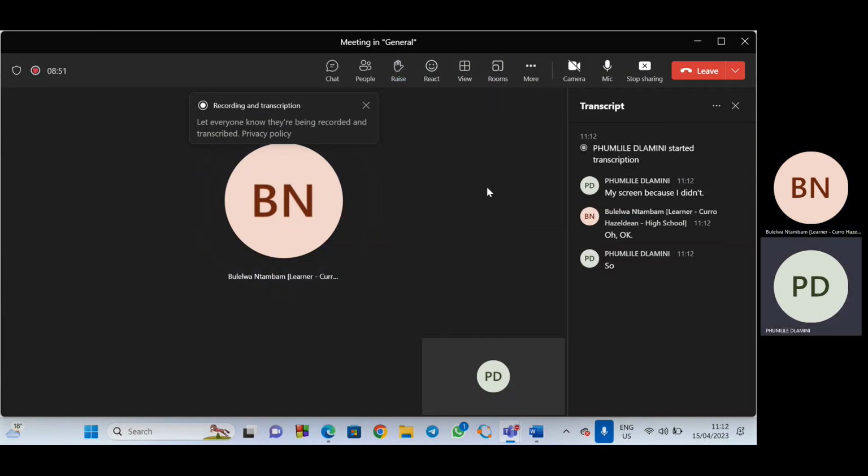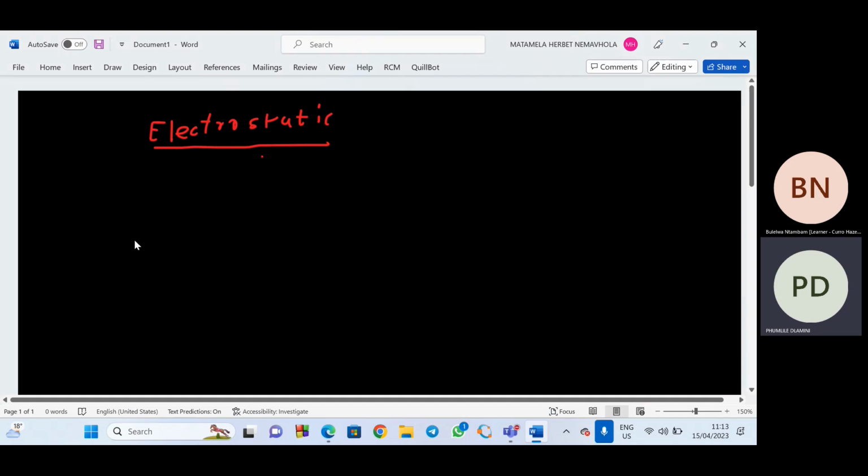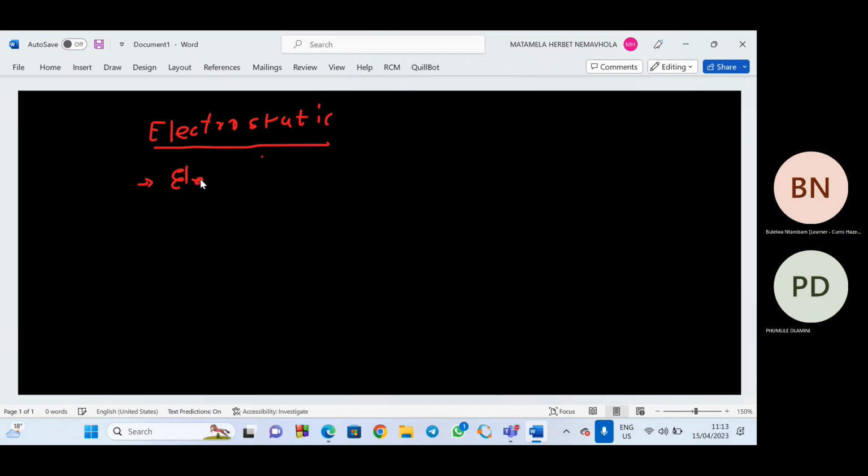So today's lesson is about electrostatics. Electrostatics is the branch of physics that deals with the study of stationary electric charges, or static electricity. In this topic we have what we call electric charge, as I've indicated. We're going to start with electric charge. You can take note, or I'm going to send you the notes.